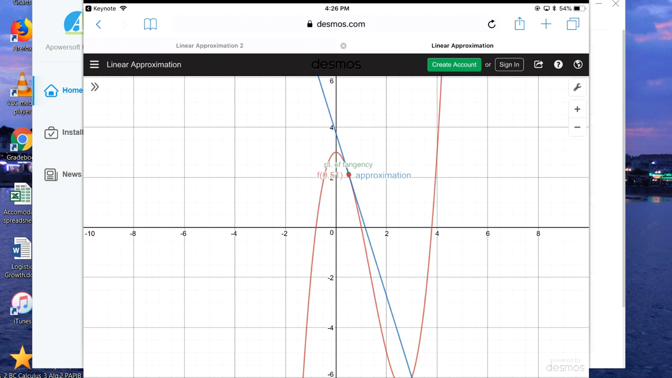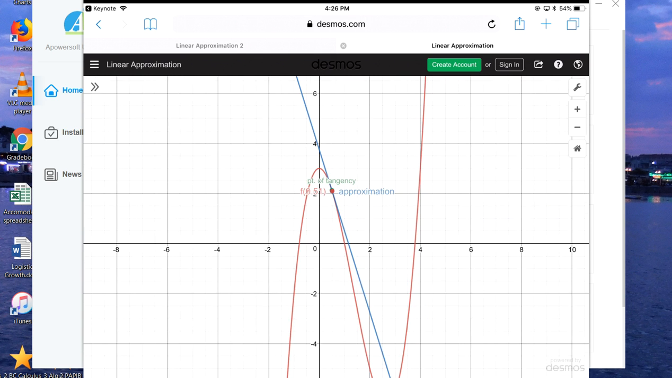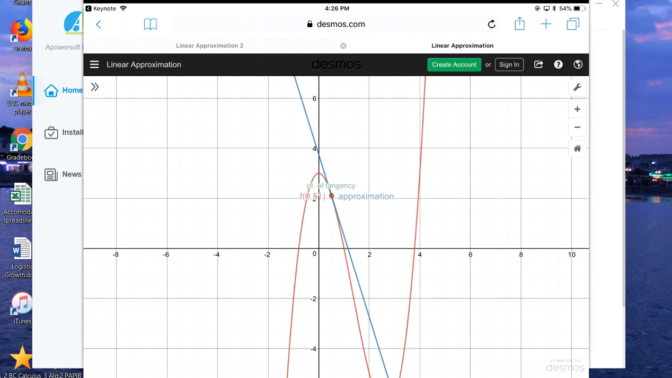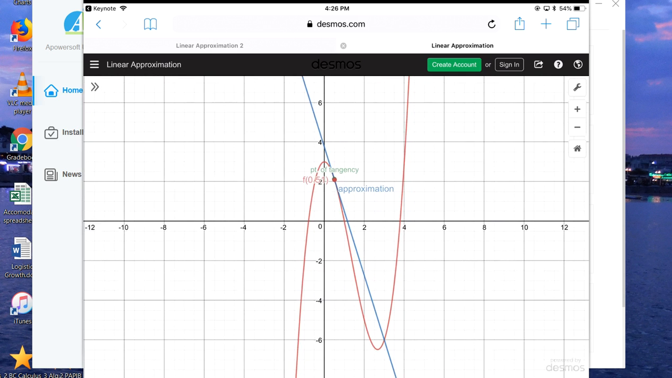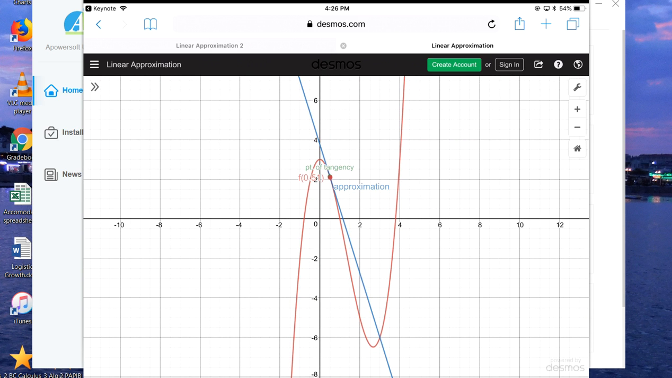All right, so there are actually 3 points on this graph. The red graph is the one that we were using earlier. Just graph that. The blue line is the tangent line at x equals 0.5. And so we have 3 points located on that graph.